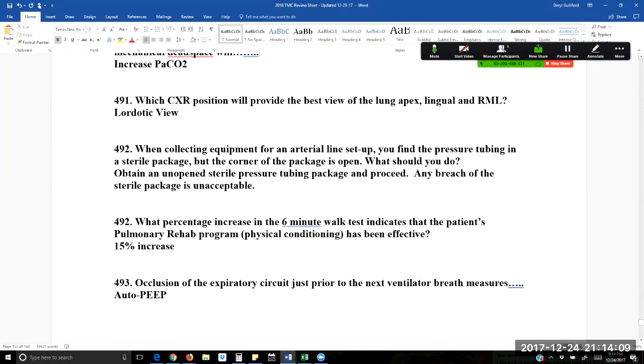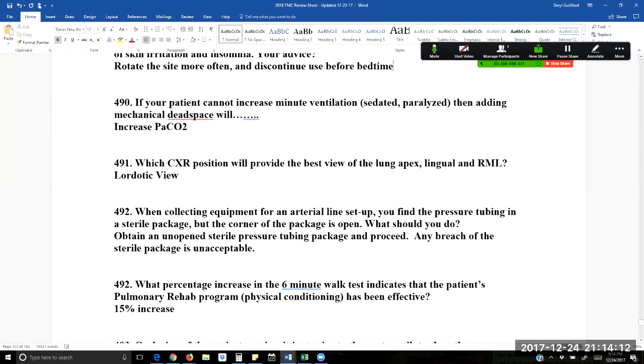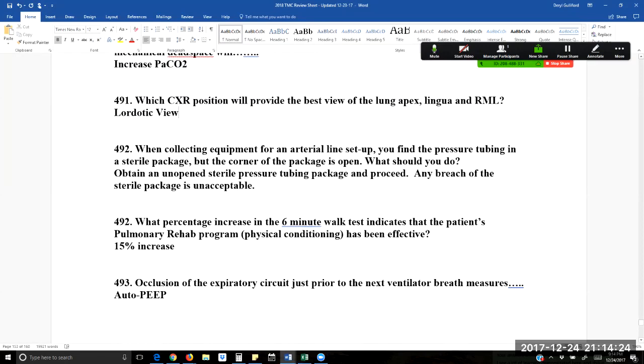Which chest x-ray position will provide the best view of the apex, lingula, and right middle lobe? The answer is the lordotic view. That gives us a look down into the apex, lingula, and right middle lobe. Lordotic view.